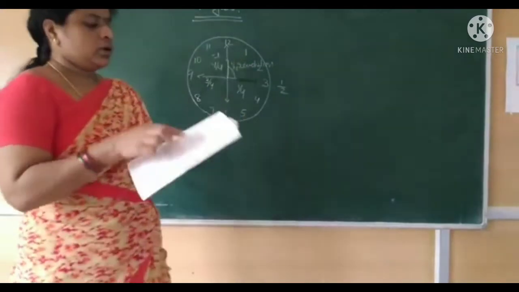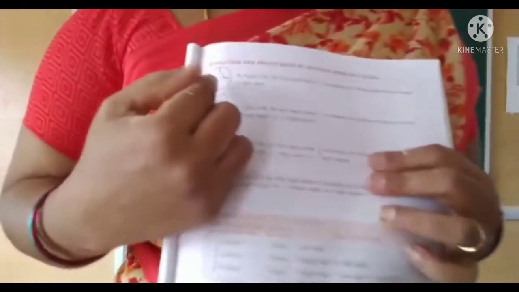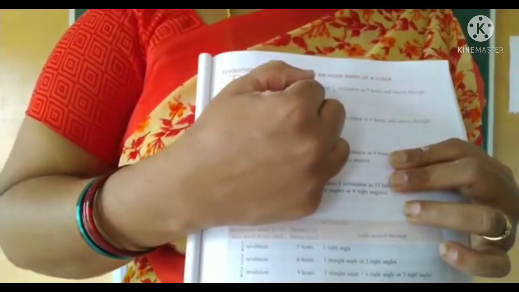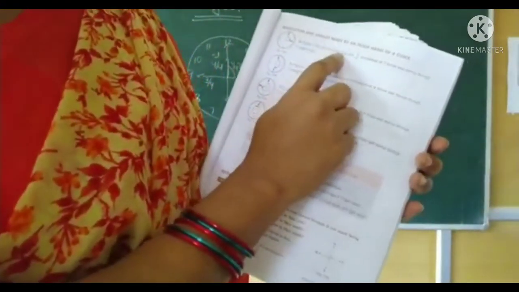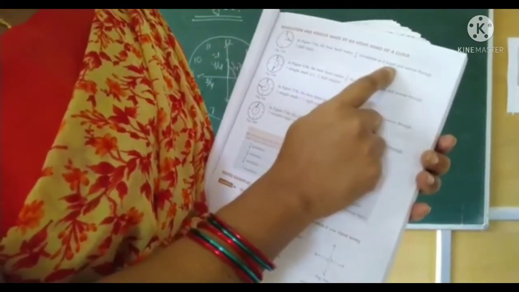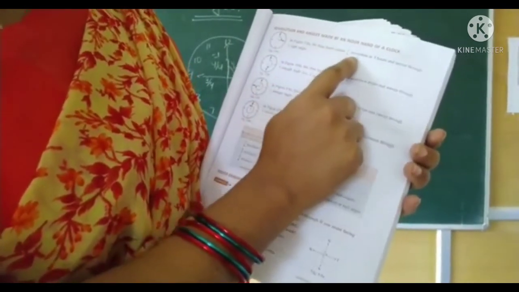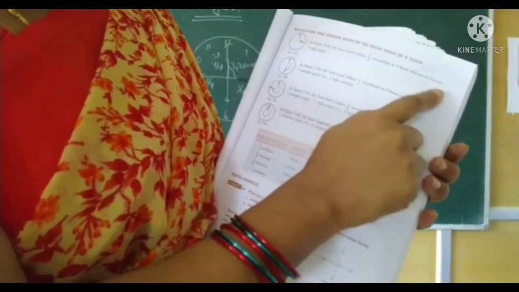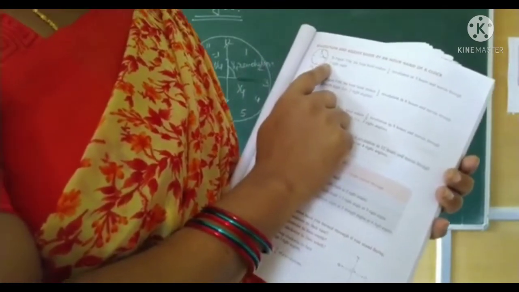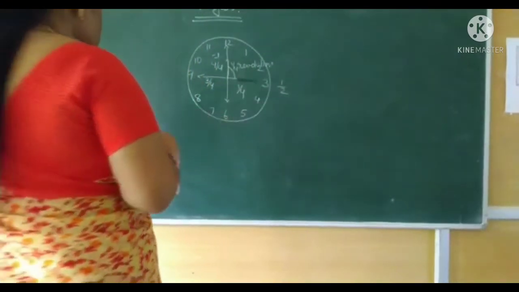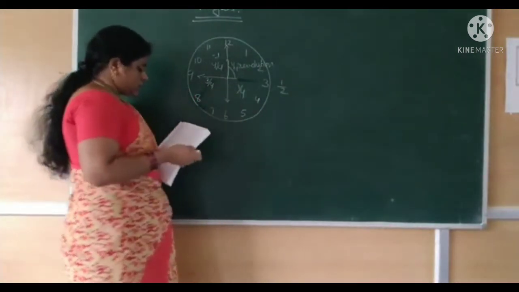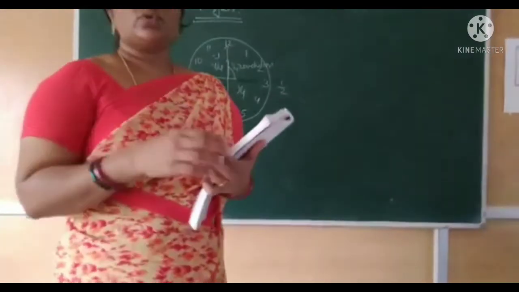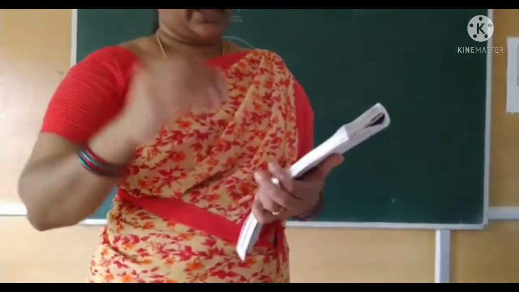See here, revolution and angles made by the hour hand of a clock. See the first one in the figure. The hour hand makes 1/4 revolution in 3 hours and moves through one right angle. So the hour hand makes half a revolution in 6 hours. In 6 hours it moves through 2 right angles. 2 right angles is nothing but 1 straight angle.